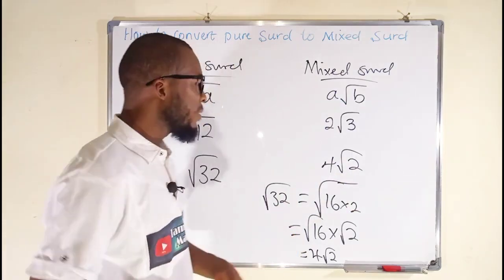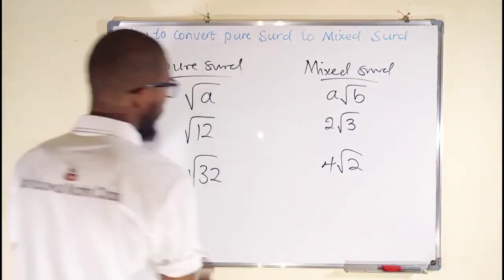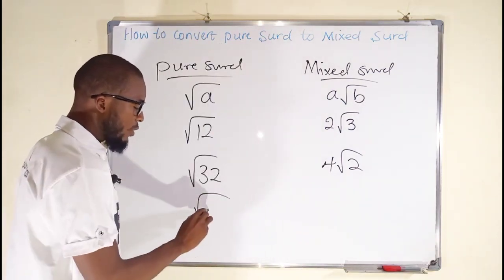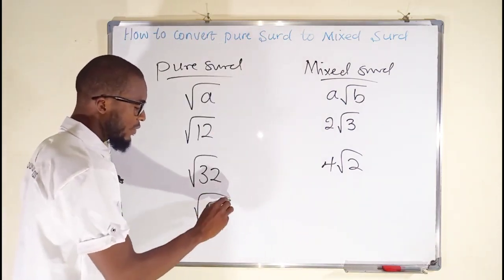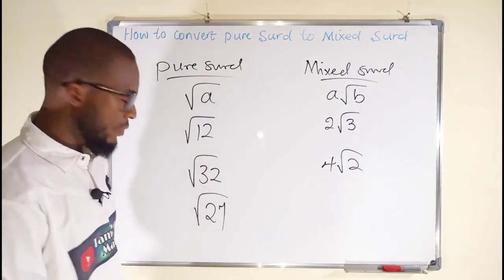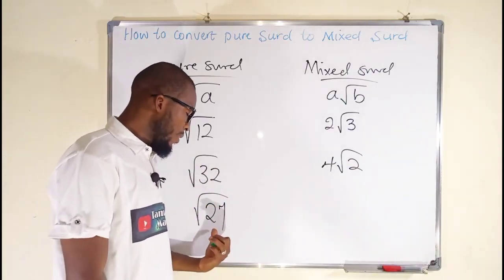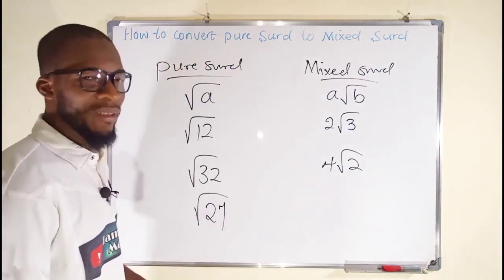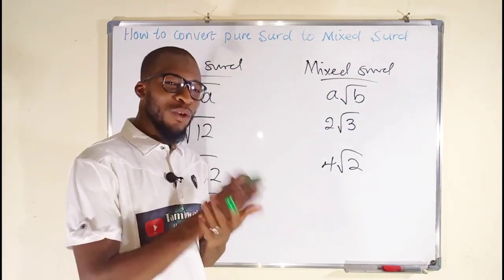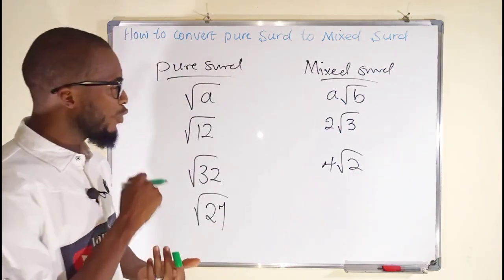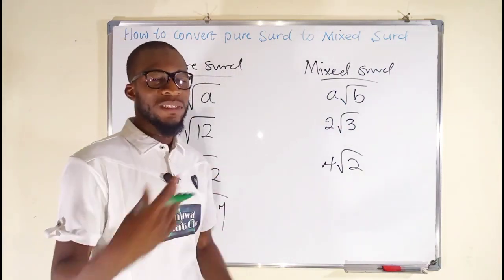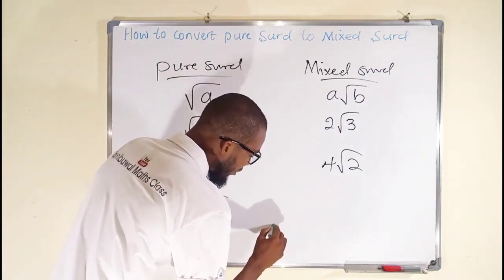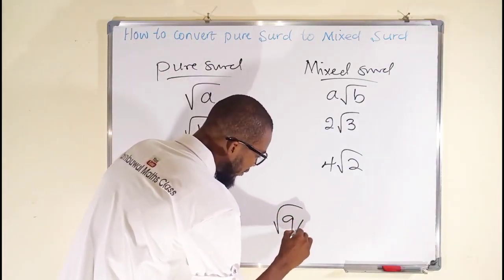Let us take the last one. Square root of 27. What are the two numbers you can multiply to get 27, but one of the numbers must be a perfect square number? 9 times 3 is 27. So we can write it as 9 times 3.